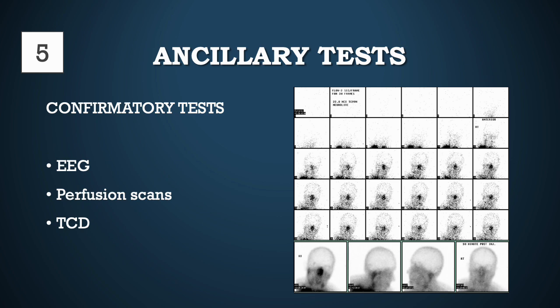Okay, so confirmatory tests that you can do. First of all, you need to know when you would do these confirmatory tests. And like I've said before in this presentation, if there's any confounding factor, like a barbiturate or a metabolic derangement or something that cannot adequately be corrected, then you will consider doing a confirmatory test.